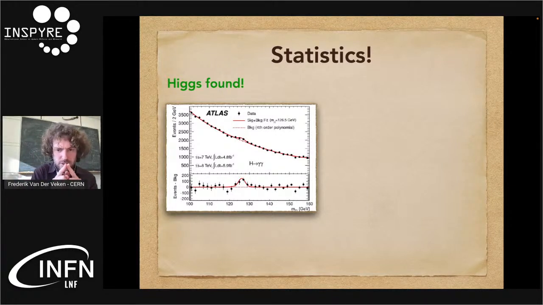If the chance that this is just noise is less than 1 over 139 million, that's a small chance. Then we call it, we found the particle. We call that the 5 sigma threshold.